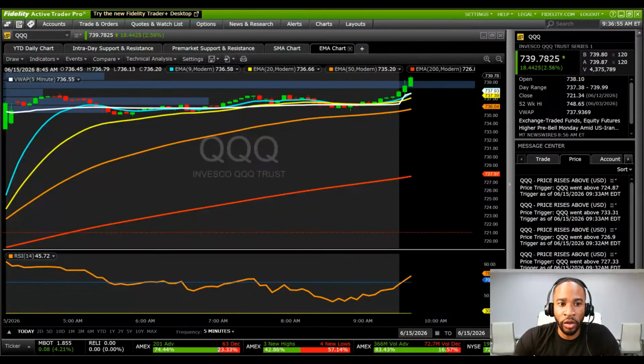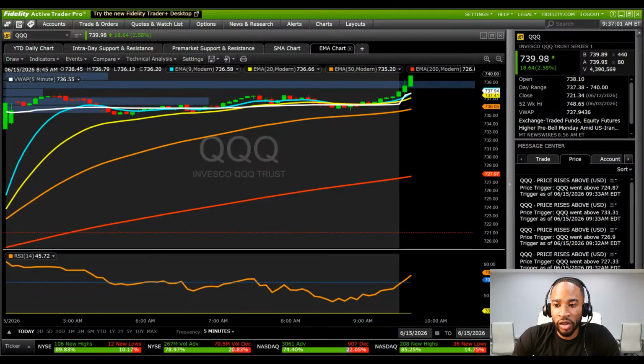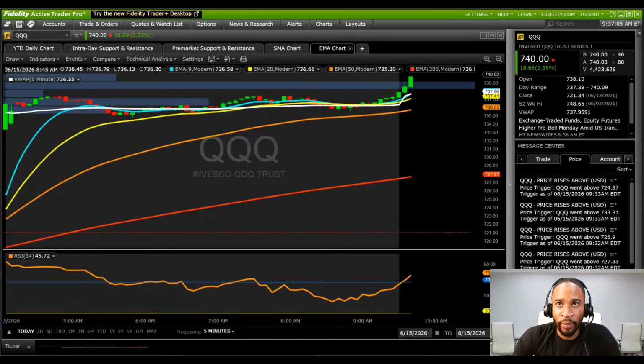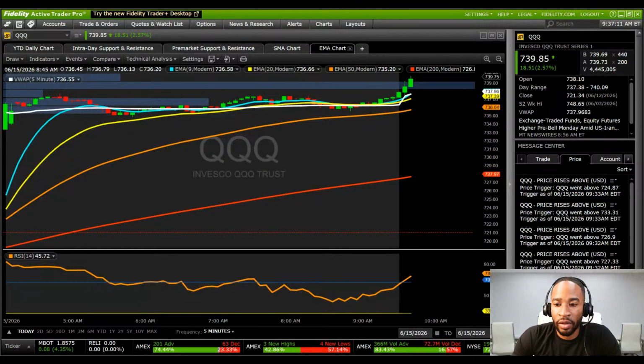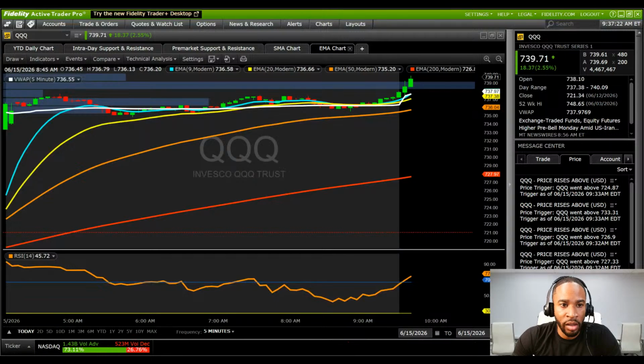All right, so on the Qs, we're still pumping towards the upside. We don't really have any strong confirmations to go short. I'll let you all know when I get back in. We have a key resistance level for the Qs at $740.09, and a key support level at $737.38. Keep a close eye on the chart, family.